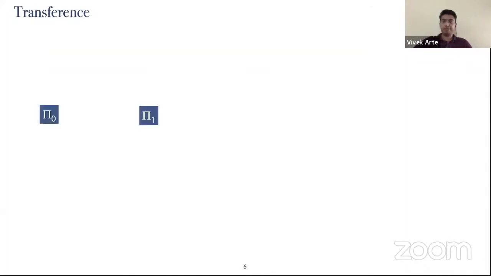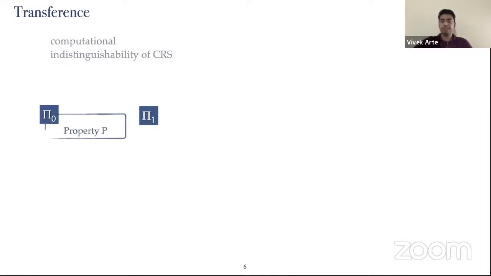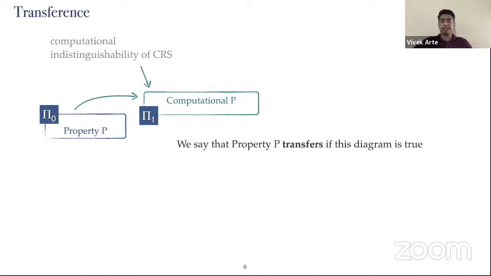As before, we have a pair of proof systems π0 and π1 that are dual mode proof systems. We require that the CRS generation algorithms generate CRSs that are computationally indistinguishable. If one proof system, say π0, satisfies a property P, then we can use that along with the indistinguishability of the CRS to claim that the other proof system, that is π1, satisfies the computational analog of the property P. We say that the property P transfers if this claim holds.